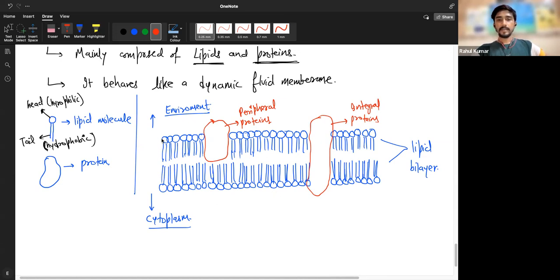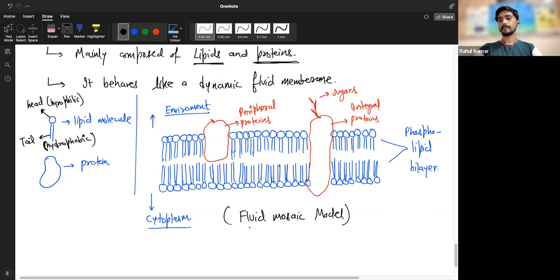Okay. And this whole model is known as the fluid mosaic model. So this lipid is called phospholipid, and this is the phospholipid bilayer. Then there are integral proteins. On top of these proteins, sometimes there are sugars present, which act as receptors. They have different functions, don't worry about that. And this whole model of the plasma membrane is called the fluid mosaic model. Is it clear to you?